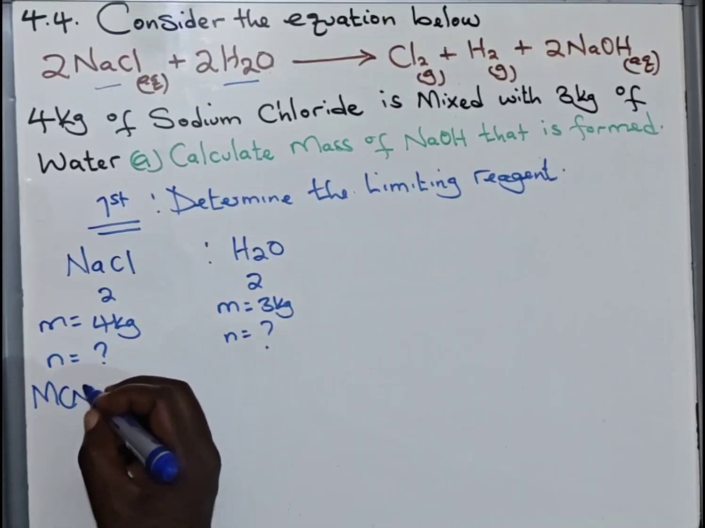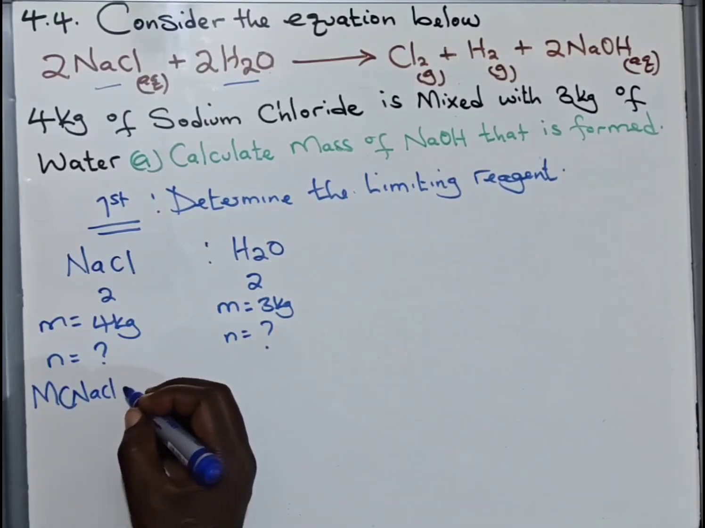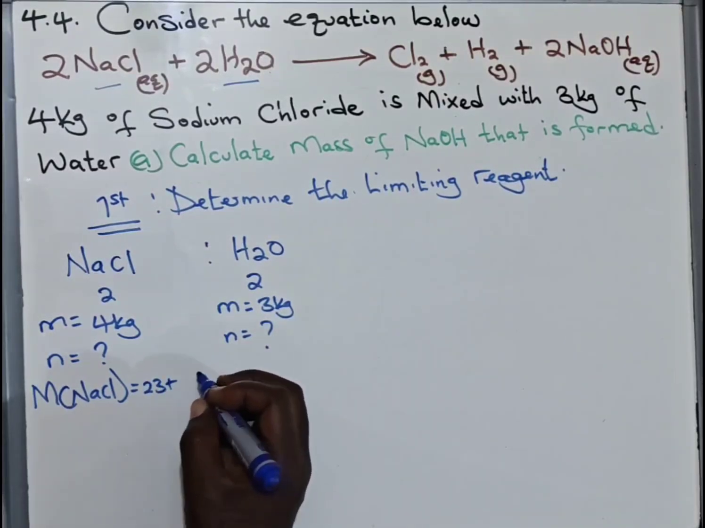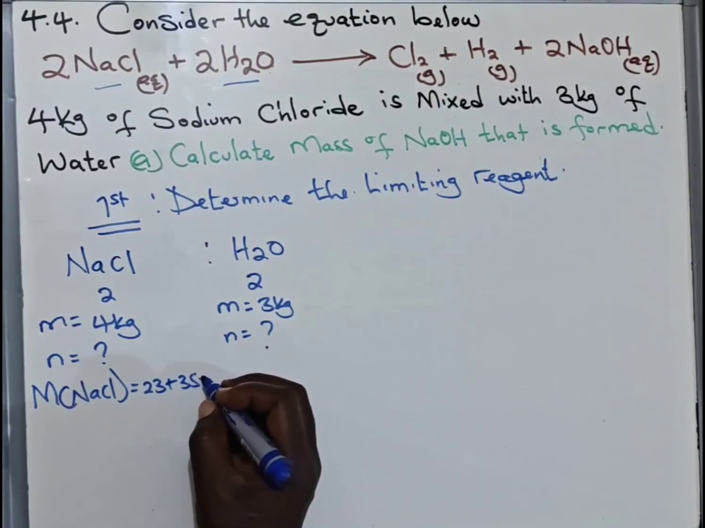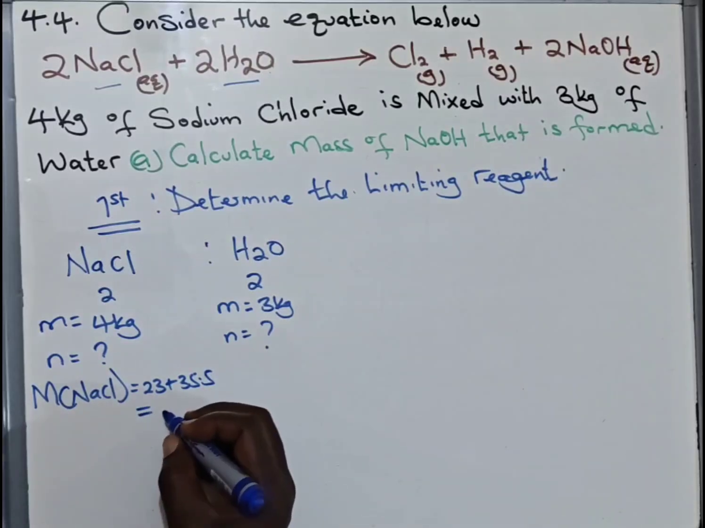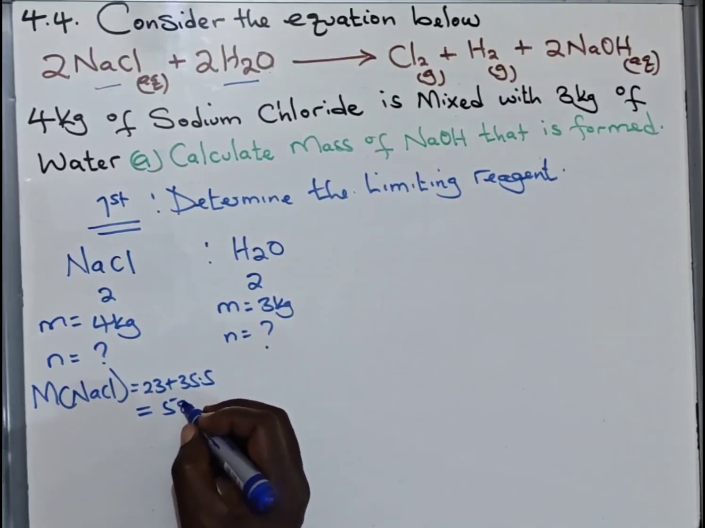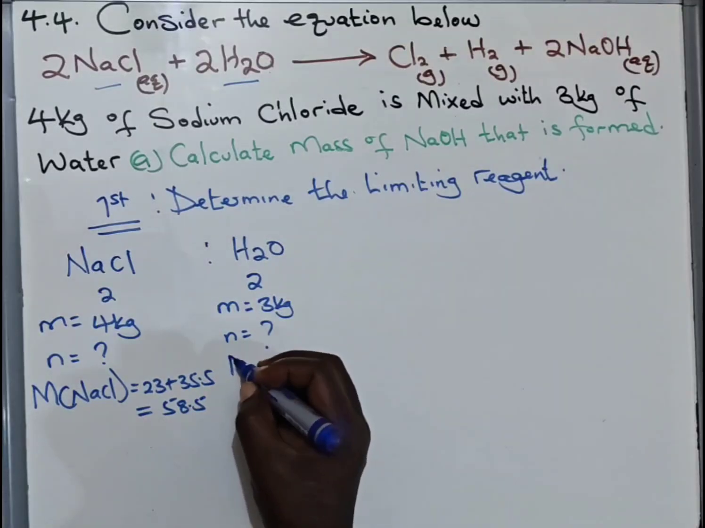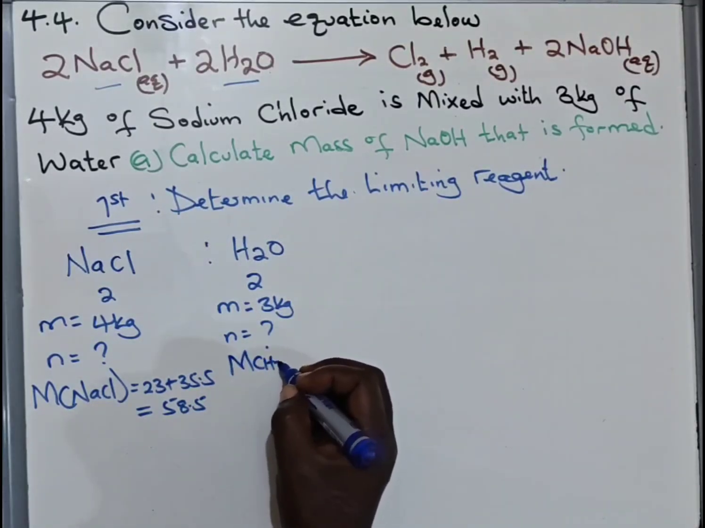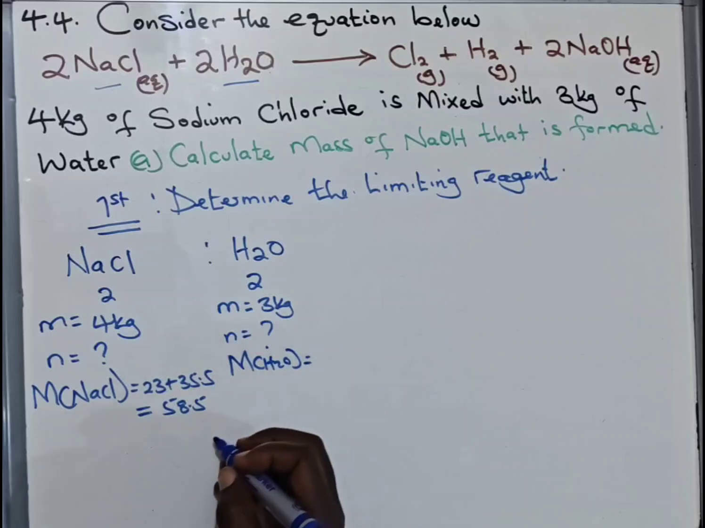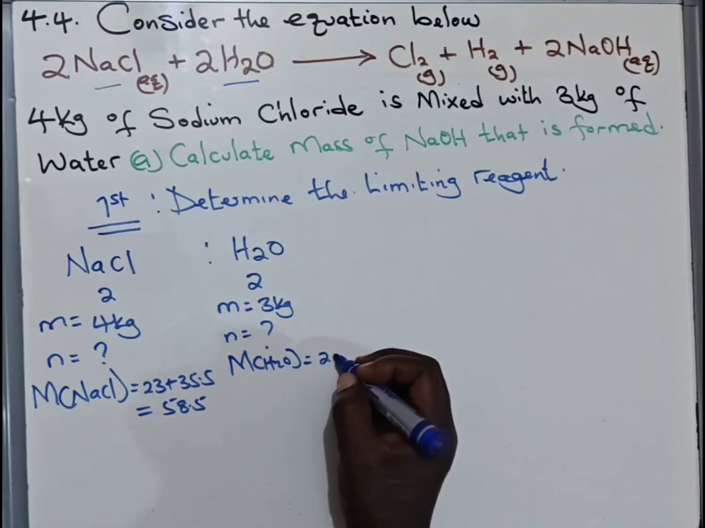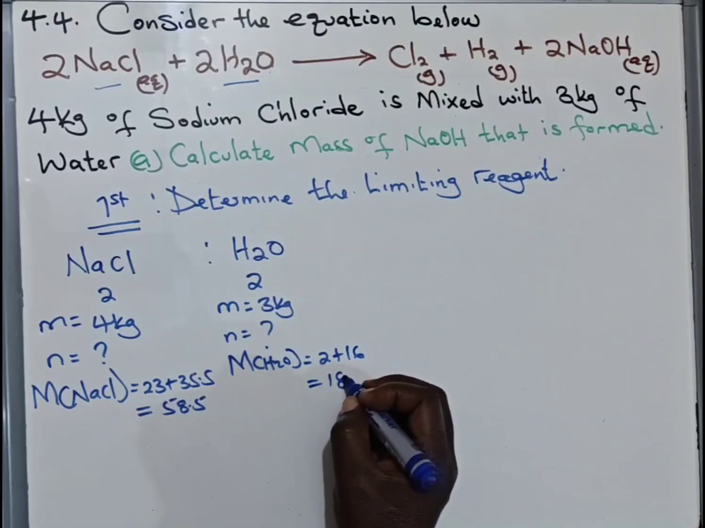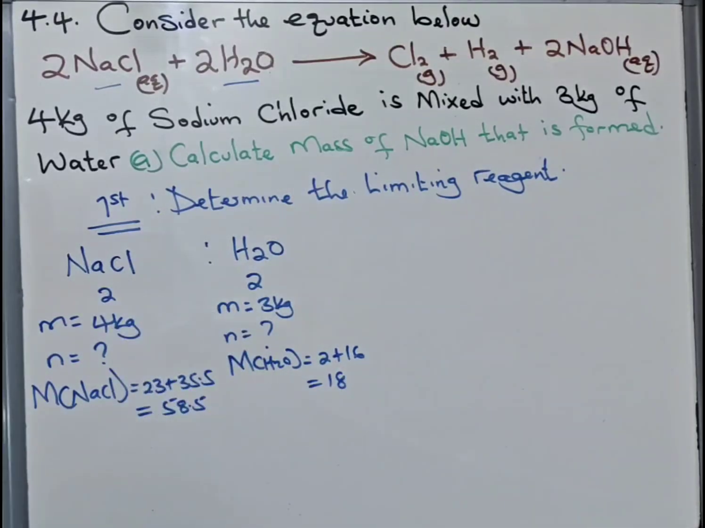So the molar mass of sodium chloride is 23 plus 35.5, giving you 58.5. And the molar mass of water is 2 plus 16, giving you 18. So from here, what do we do?